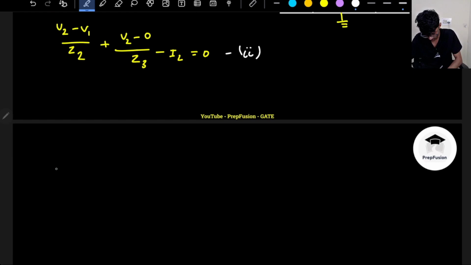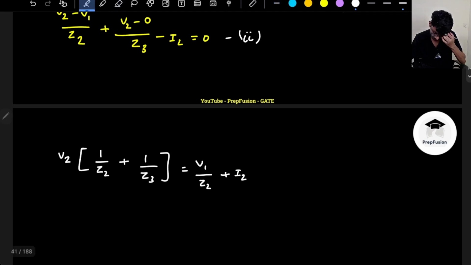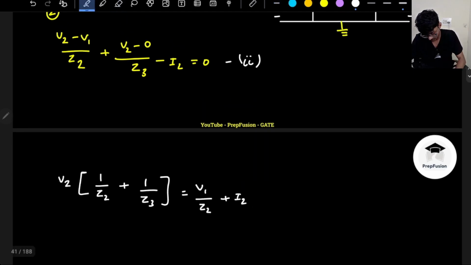So this will be V2, if I take common, 1 by Z2 plus 1 by Z3, and on the right hand side I have V1 by Z2 plus I2.